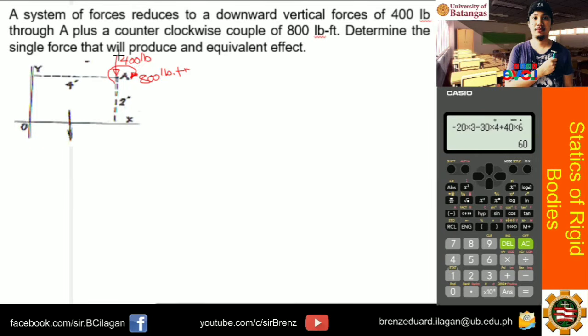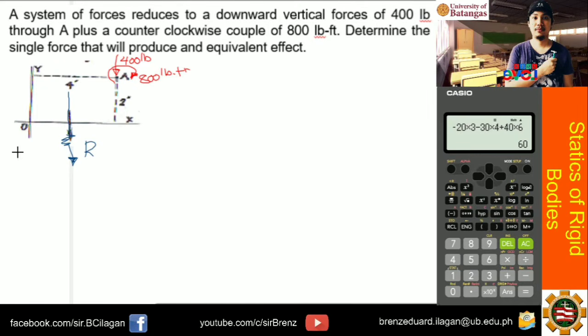So dapat maglagay tayo ng parehong... papalitan natin itong dalawa, itong 400 pound at itong 800 pound-feet ng isang single force. So ano nga yun? Yun yung pinakauna nating diniscuss, di ba? Merong system of force, papalitan mo lang siya ng isang force. Kung saan yung single force na yun, that will be the resultant. So let's just say nandito yung resultant niya. So single force R.